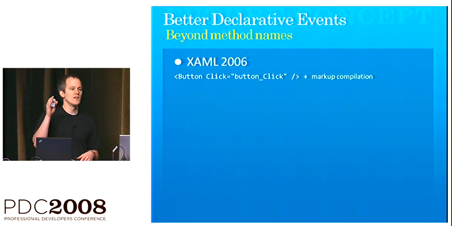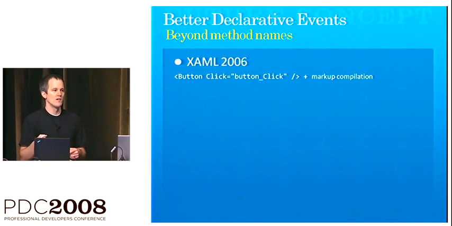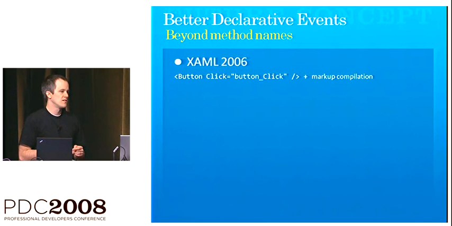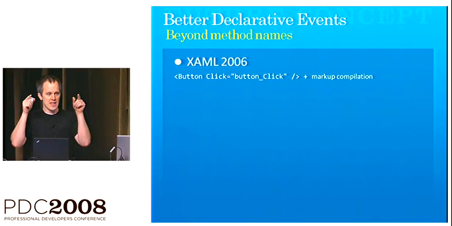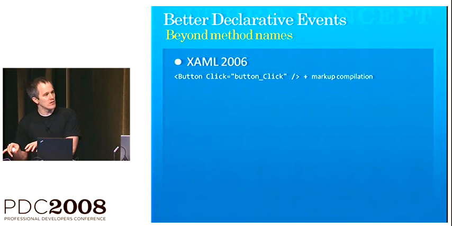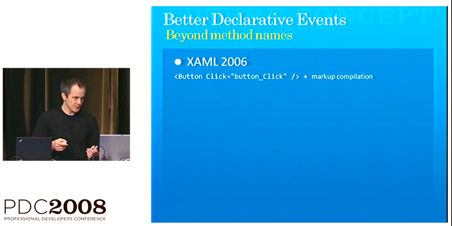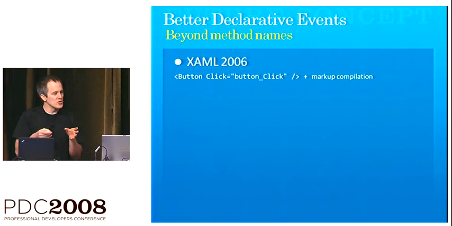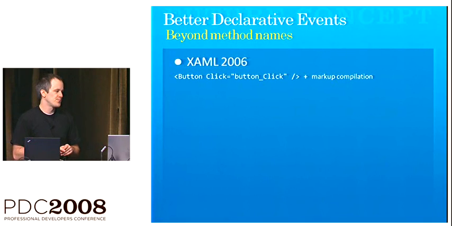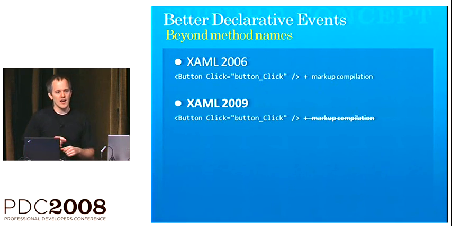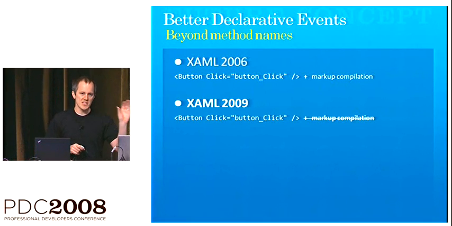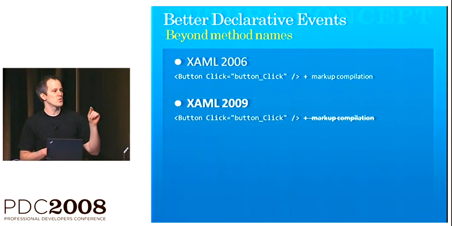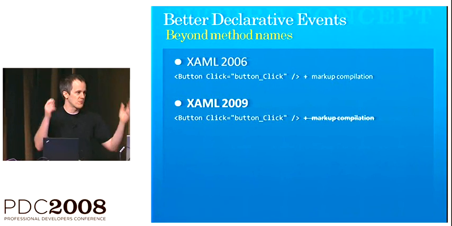We are going to go beyond method names for declarative events. Today, to specify an event handler, you do so by specifying the method name, you then implement it in code, and then you do markup compilation. So really, you only can use events in BAML. In XAML 2009, markup compilation is no longer required. Here in this case, I'm specifying the method name still, but the parser will look for that method on the type of the root object of the object graph for you.